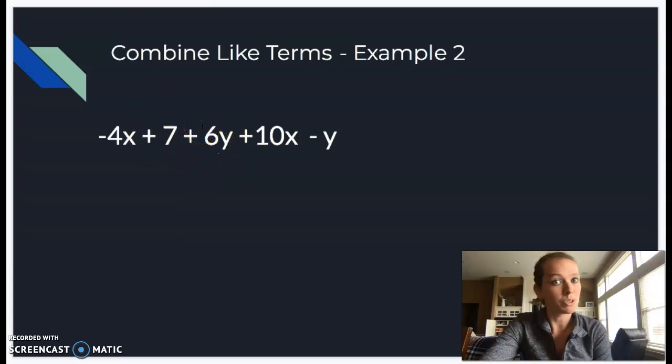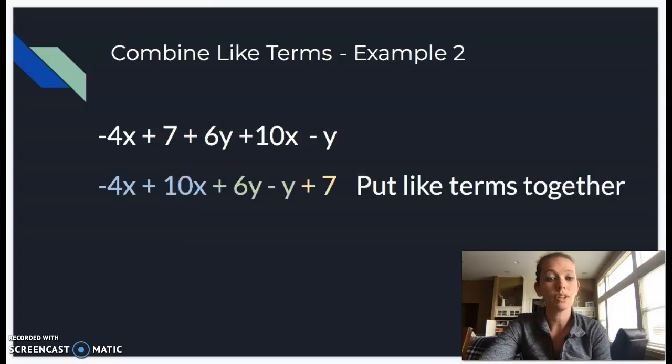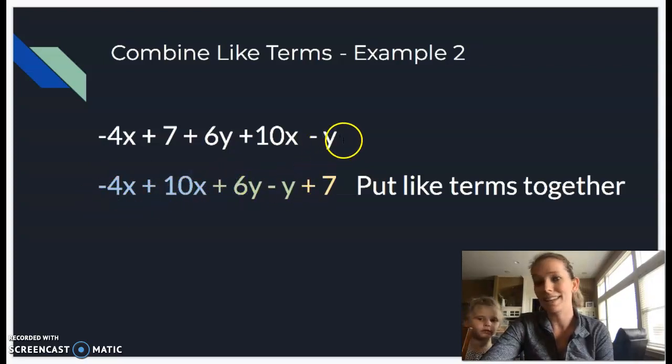So like we did with the first problem, what's the first thing that we're going to do? We're going to rearrange it so we have our variables, our like terms together. So here are my x's, here are my y's, and here's my constant.